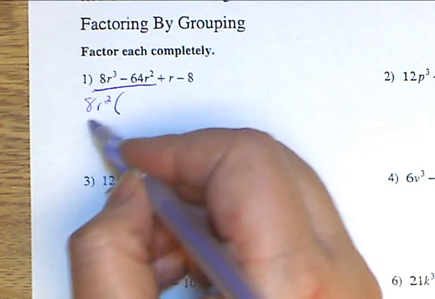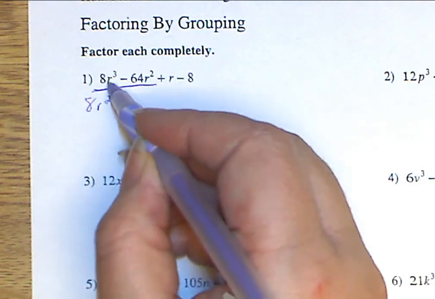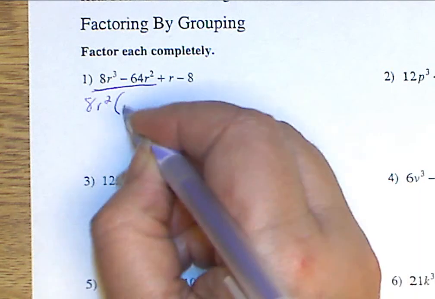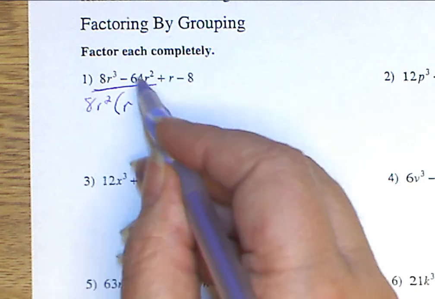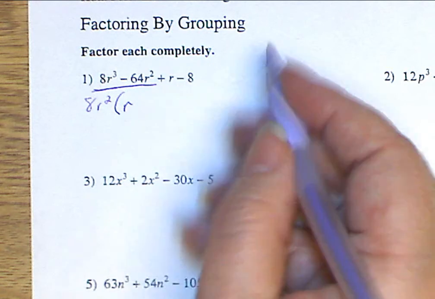8r squared times what gives me 8r cubed? R. 8r squared times what gives me a negative 64r squared? Negative 8.